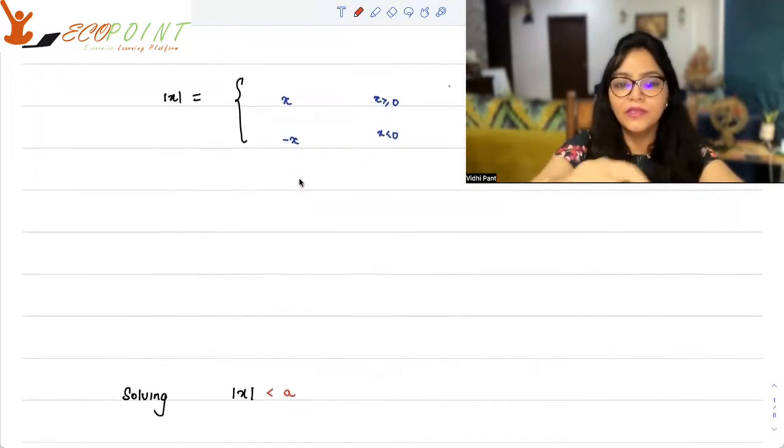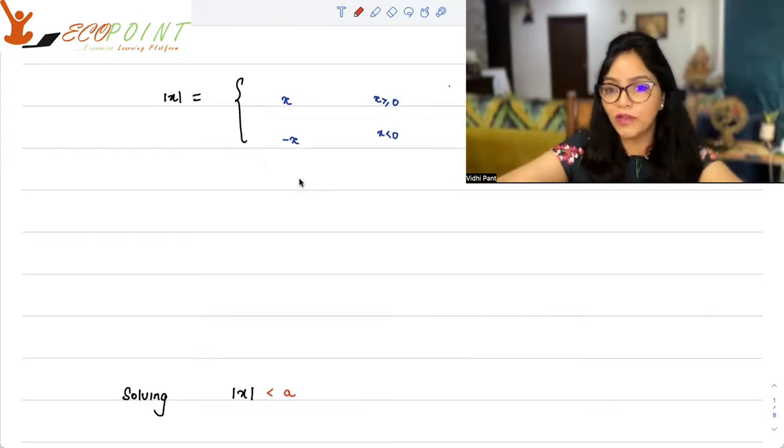Now, suppose we want to solve mod x, or absolute value of x is less than a. What's going to happen in that scenario? Again, we will have three scenarios. It really depends upon a. Is a a positive number? Is a 0? Is a a negative number? So I'm going to start with the first case wherein a is a negative number.